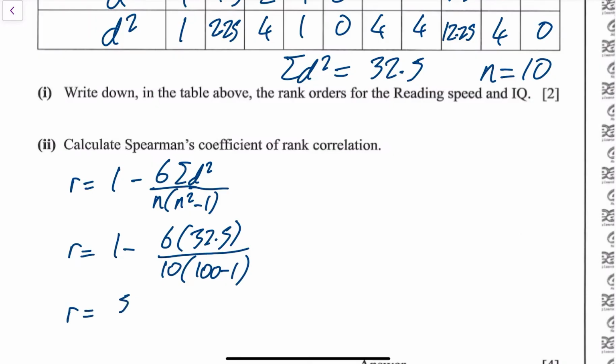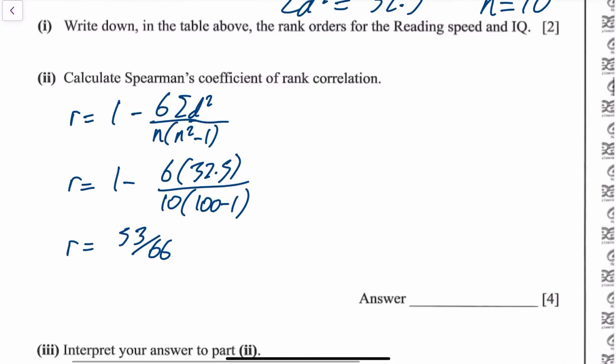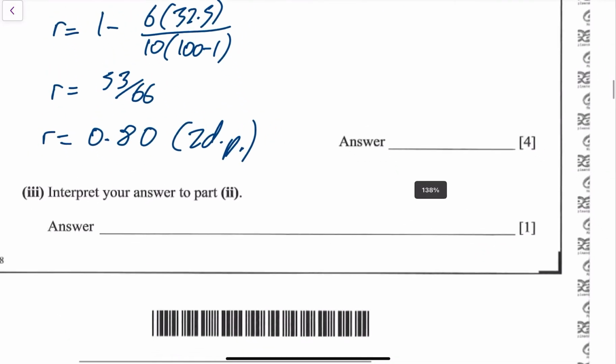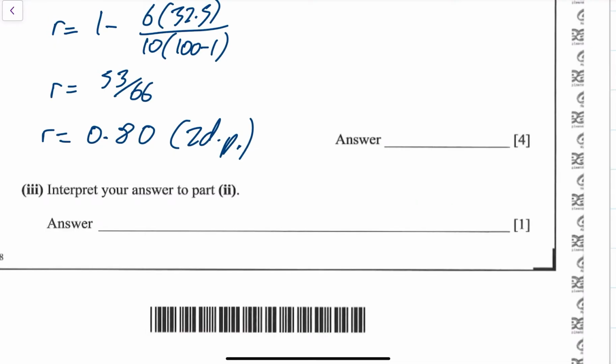Fire that into your calculator. I got 53 over 66. It's an exact value, and R is equal to 0.80, and that's to 2 decimal places. It says interpret your answer to part 2, only 1 mark, but I'm not too sure exactly what you would need. Sometimes it varies. It is a strong positive correlation.